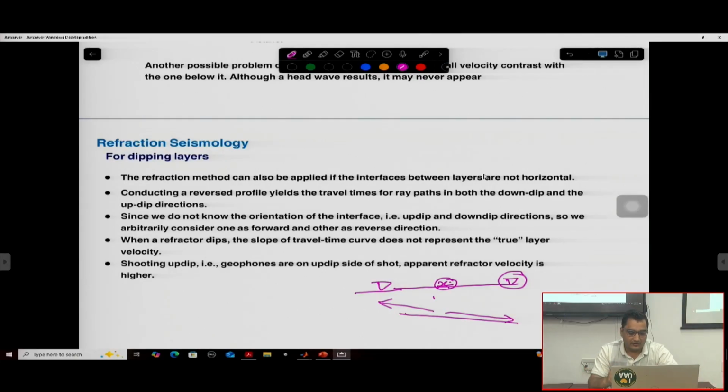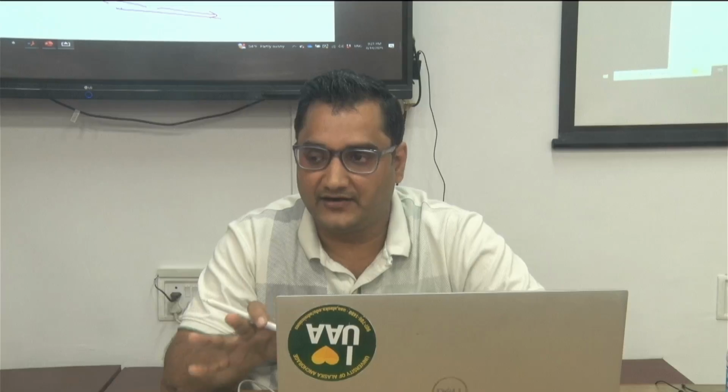Now, in this particular case where the layers are dipping: when the layers were flat, you were able to find the velocities of the layers by taking the slope of the head wave and direct wave. But in this case, the head wave will appear and the direct wave will also appear, but their slopes will not be the true velocities of the layers. They will be the apparent velocities of the layers.